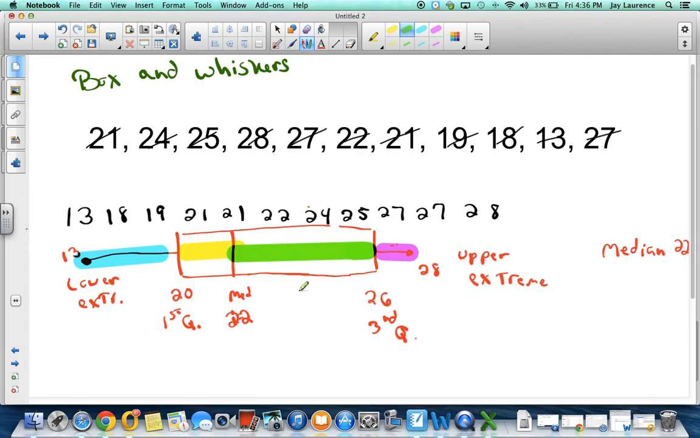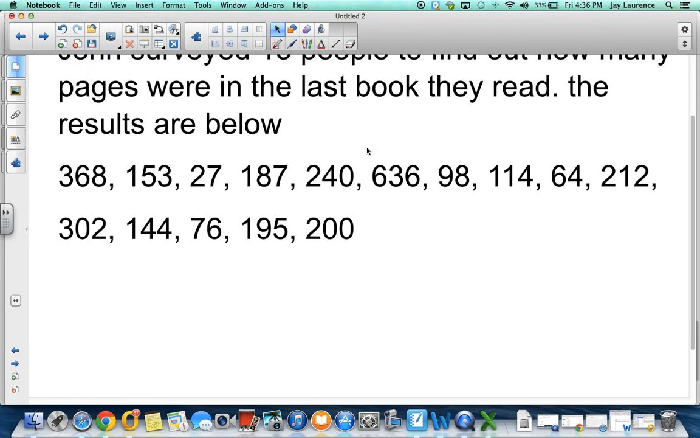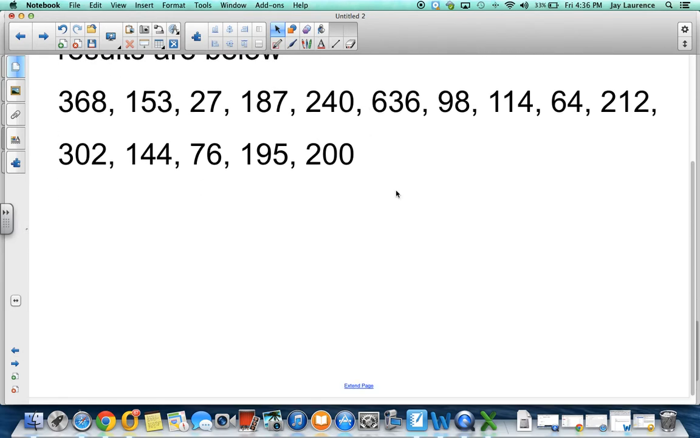Okay? All right. Now, let me see. Is there something else I need to do? Okay, yeah, let's just go on to histograms. Now, I did those in class for people. Here's a survey John took about the number of pages of books people read.